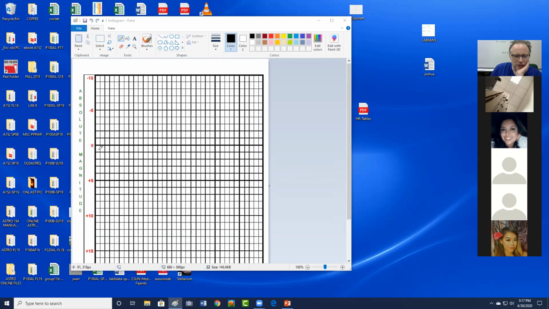Now when we go up here, notice there are 1, 2, 3, 4, 5 lines between the 0 and the 5. So each one of those is going to be how much? Each line is 1. The only thing you have to be careful about is that the negatives are at the top and the positives are at the bottom.